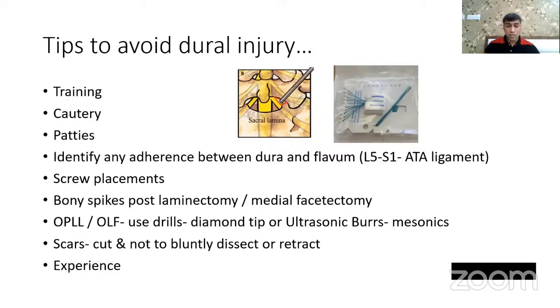Always remember with revision surgeries, there are going to be scars around, so the exposure should be wide enough. One has to be extra careful. Don't do too much retraction. Instead of blunt dissection, use a knife and cut parallel to the neural structure so that we can have a clean dissection. With all this, with time and with experience, one can avoid the chances of the dura being injured.